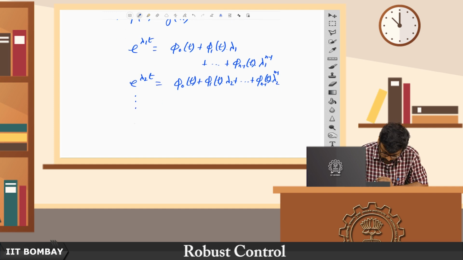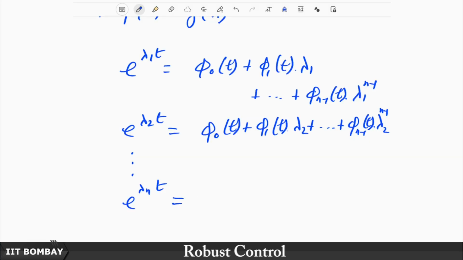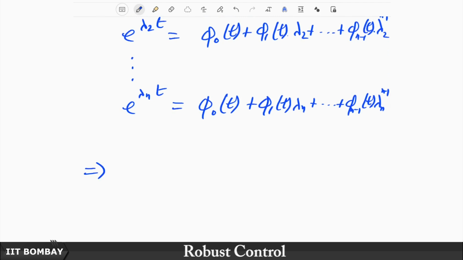So, likewise you can keep going till you get lambda n to the power n minus 1. So remember these eigenvalues need not be distinct. Then you might wonder there is a problem, and we will just finish off by convincing you that even then you can still end up getting n equations in n unknowns. Yeah. So, then we can write this in this fashion, where we have that phi naught.